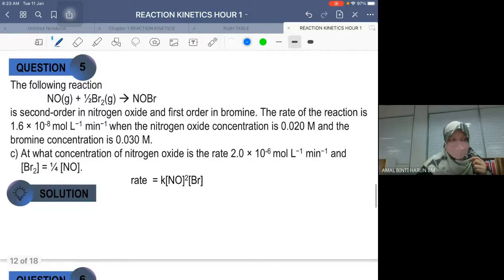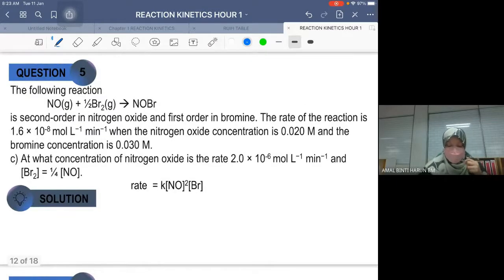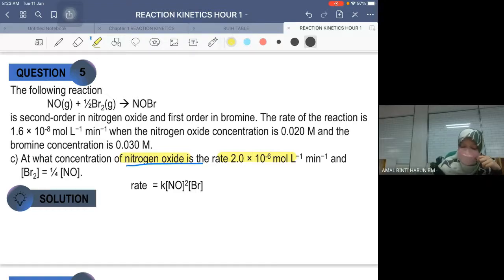Next, nombor 5. Masih soalan yang sama. At what concentration of nitrogen oxide is the rate given 2.0 exponent negative 6, and Br is 1/4 concentration NO?